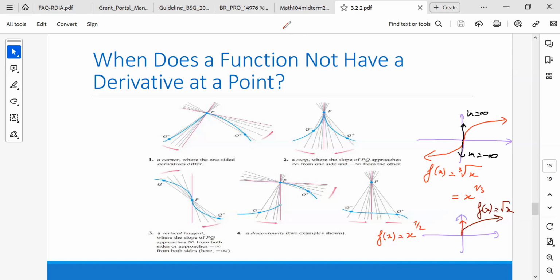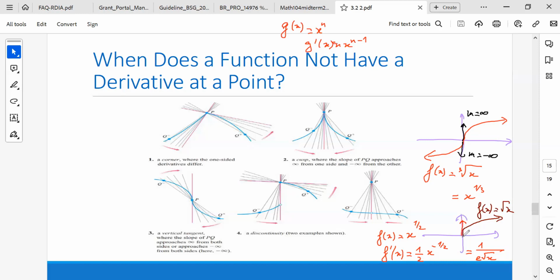شفتوا انه الديريفاتيف اذا عندك g هي the power function g prime هي n x n minus 1. إذا هنا the derivative راح تكون half x minus half, or 1 over 2 root x. إذا نشوف هنا إنه الإكس في المقام صار. فإذا تحط 0، 1 over 0 is not defined. No division by 0. So f prime of 0 doesn't exist.